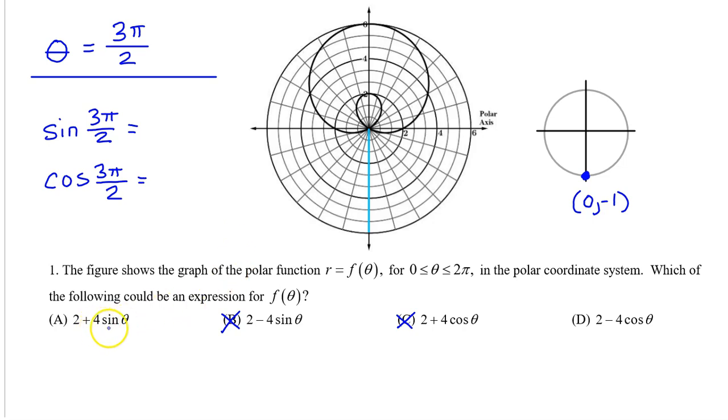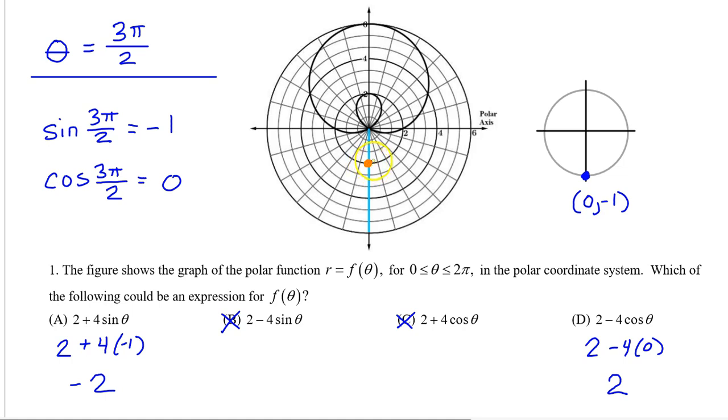Let's see if we can narrow it down to the final answer by letting theta equal 3 pi over 2. At 3 pi over 2 on the unit circle, we have the point 0, -1. Sine is the y value, and cosine is the x value. At 3 pi over 2, the value of option A is -2, and the value of option D is +2. At 3 pi over 2 on the polar grid, an r value of 2 would be right here on this blue line. But this point is not a point on the graph, so the answer is not D.